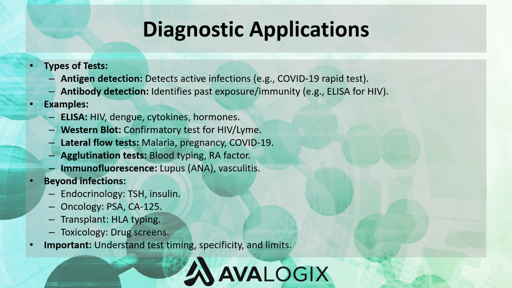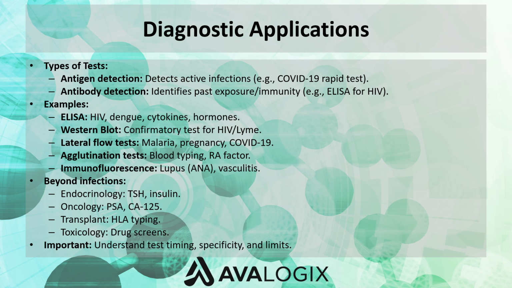Broadly, immunodiagnostics fall into two categories: antigen detection tests, which are useful for identifying acute infections, like rapid strep tests or COVID-19 antigen tests; and antibody detection tests, which are helpful for identifying past infections, immunity, or autoimmunity, such as ELISA for HIV antibodies or ANA tests for lupus.